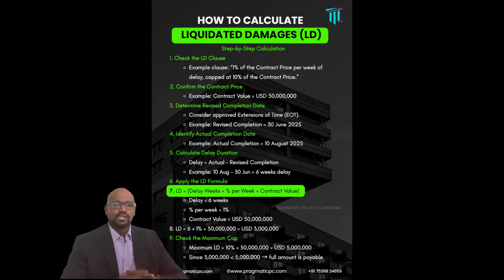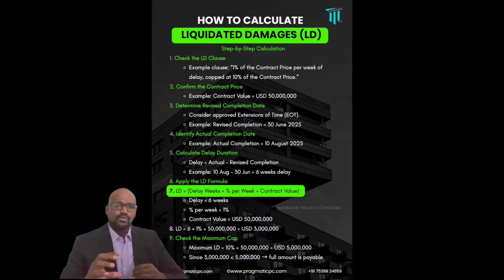How to calculate the liquidated damages? Liquidated damages clause is the most common clause you can see in almost 99% of the construction contracts. So every one of us who has worked in the construction industry will definitely know this clause, irrespective of whichever department you have been working for. You might have been working for quality, safety or PMC, project management, contracts management, of course. So this video will explain how to calculate liquidated damages.